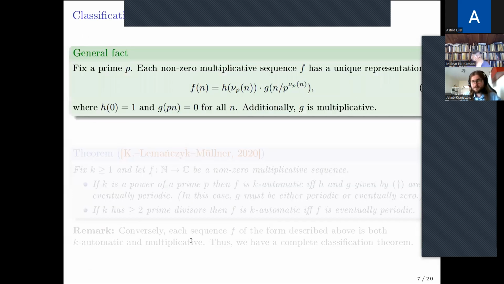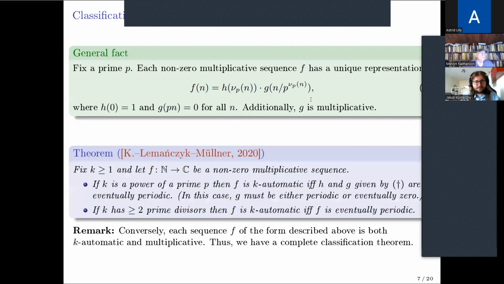Now, let me say a couple of words about classification of multiplicative automatic sequences. So first of all, to demystify the result slightly, let me mention that any multiplicative sequence whatsoever, for each prime, can be decomposed as the product of two terms. The first of them depends only on the p-adic valuation. The second one depends only on the part of the integer that's not divisible by p. The second part is automatically multiplicative, and such a representation is unique.